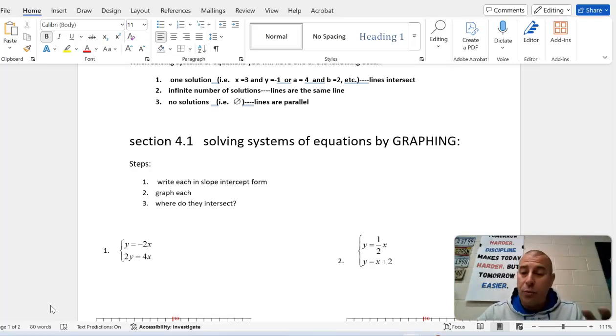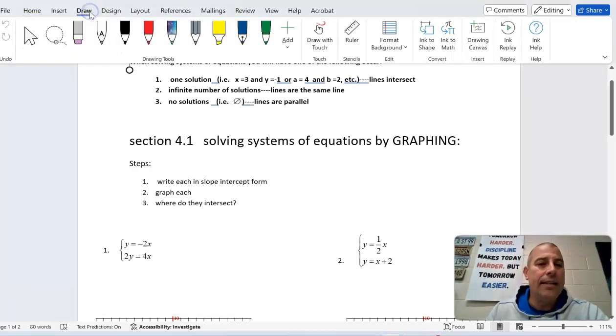So, three different ways as we look ahead: you're going to have your substitution, you're going to have your elimination, and then what we're focusing on here today is your graphing. So yeah, we're going to graph here. To solve it by graphing, we simply graph both lines, and then we find where they intersect. So where the lines cross.